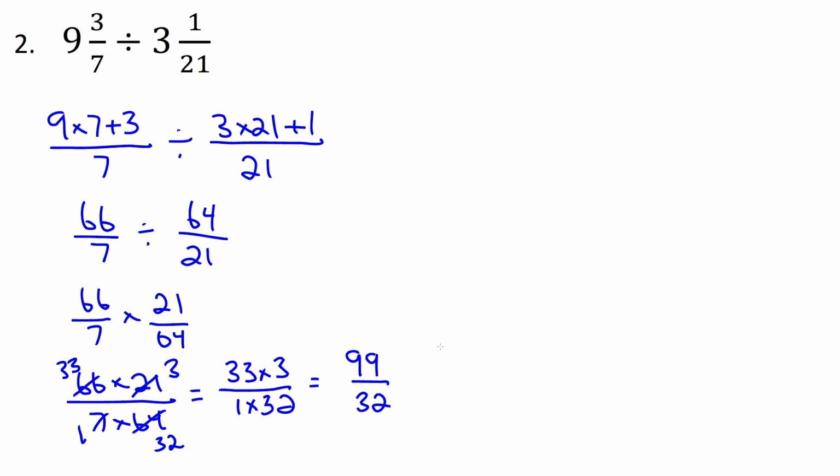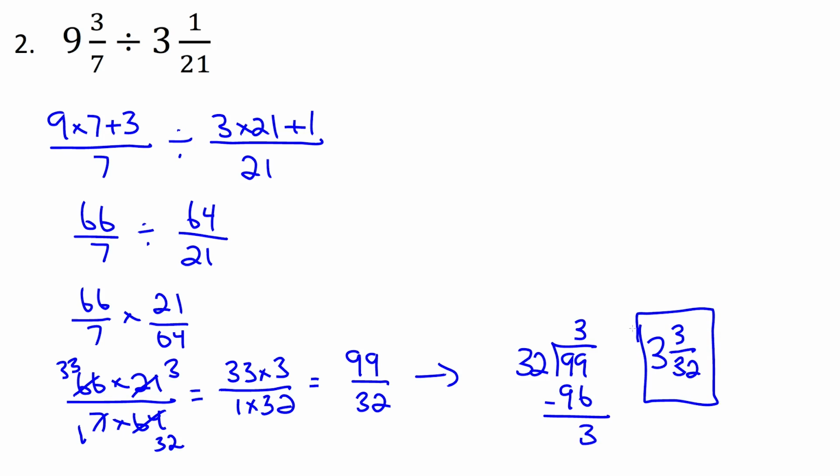And so now we just need to figure out our mixed number representation. It's pretty easy to see that 32 will go into 99 3 times, but not 4 times. So 3 times 32 gives us 96, and we're going to end up with a remainder of 3. So 3 wholes and 3 left out of 32. Lots of 3s there. So that's our final answer, and we are now done.